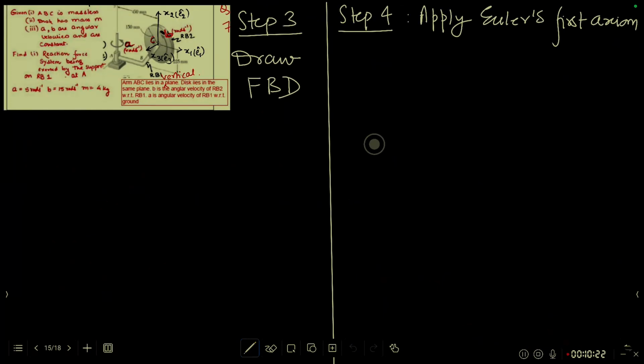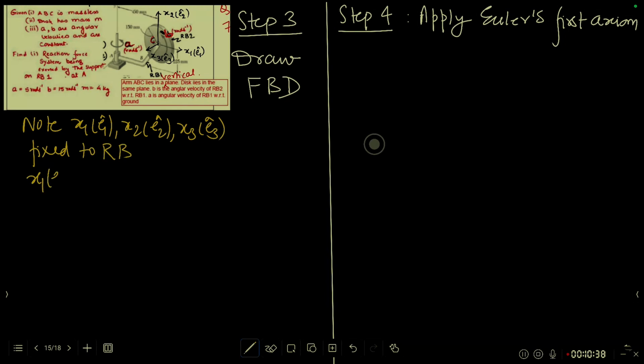Note x1 E1, x2 E2, x3 E3 fixed to RB. Are x1 E1, x2 E2 principal axes? Are these principal axes? Yes, they are. It's a body of revolution.